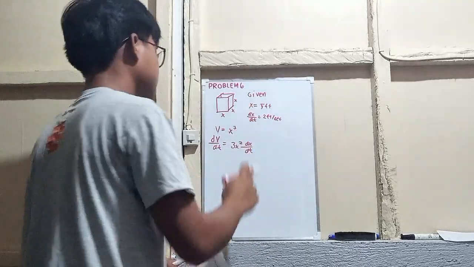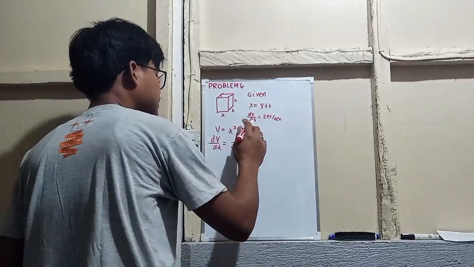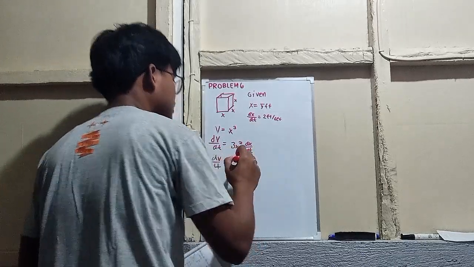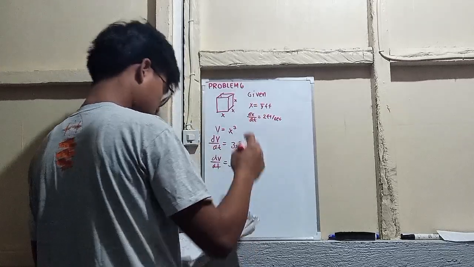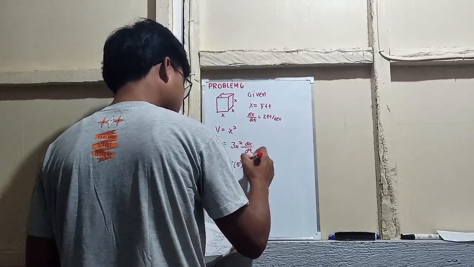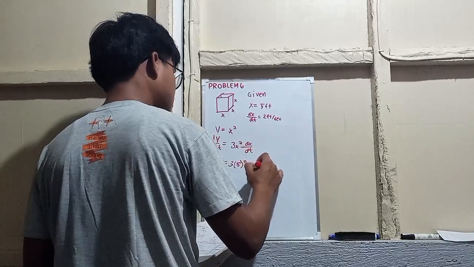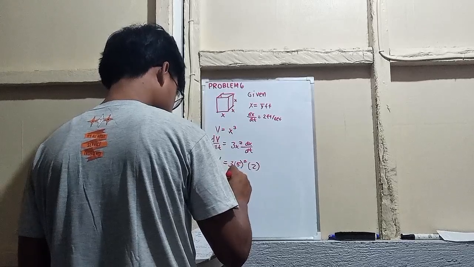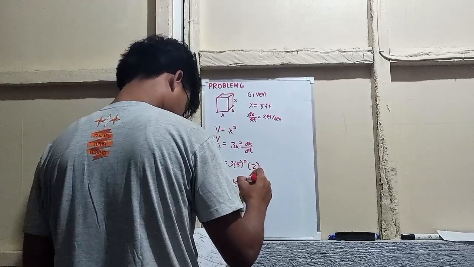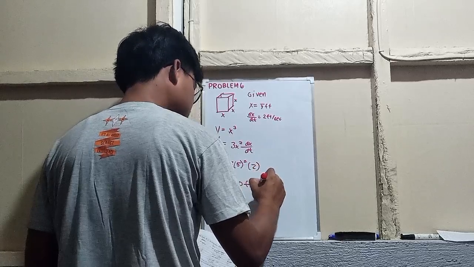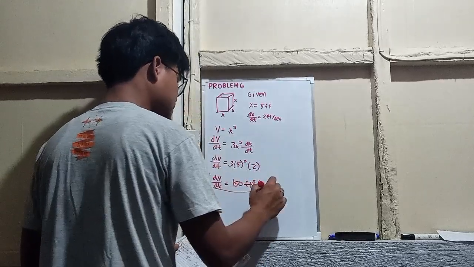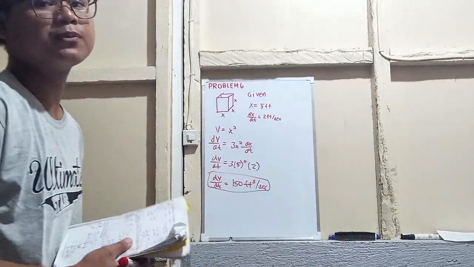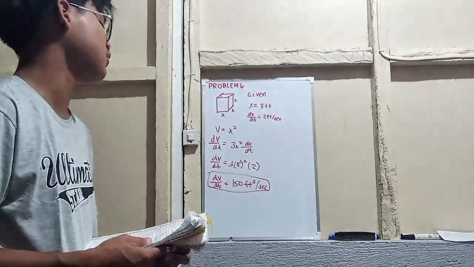Then substitute the given in the formula. So dV over dt is equal to 3, then substitute the 5 squared, and our dx over dt is equal to 2. So we can get the value of 150 feet cubed per second. So here is the final answer: the rate of change of the volume of the cube.